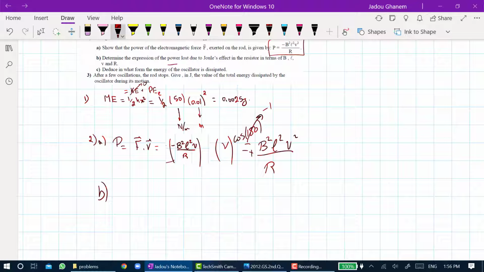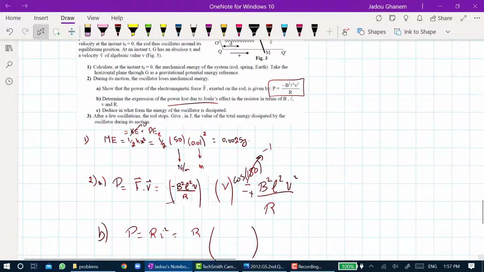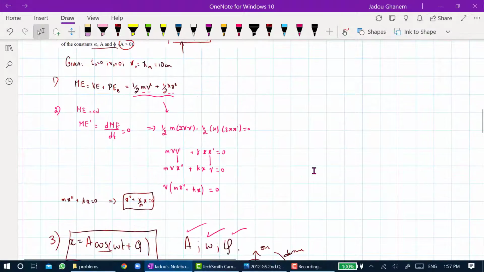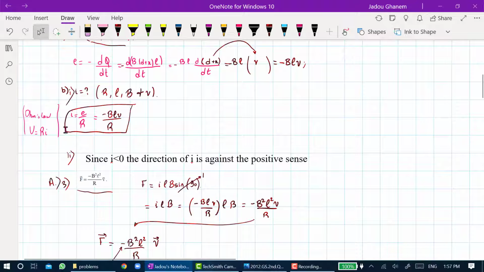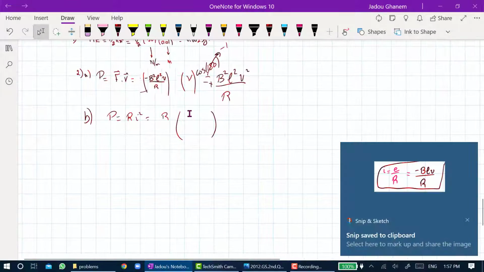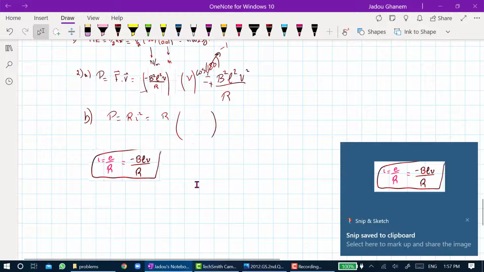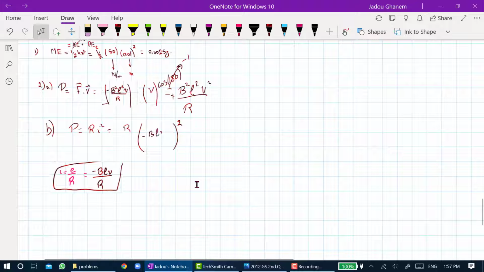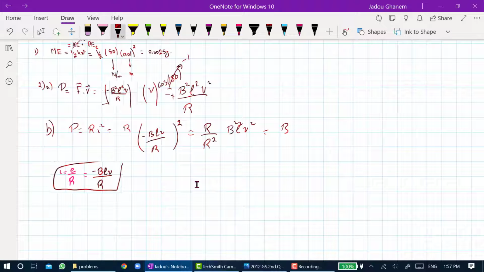Next, part B, determine the expression of the power lost in Joule's effect in this resistor. So in any resistor, the power lost will be equal to Ri square. We keep R, and the I, let's go backwards and copy the value of I, which is in fraction form. Here it is. So now we can write minus BLV over R, squared, so R over R will cancel. We got just BLV squared over R, so it's going to be B square L square V square over R. As you can see, the power and the lost energy are the same.